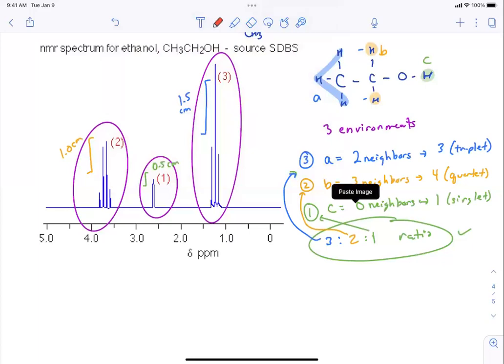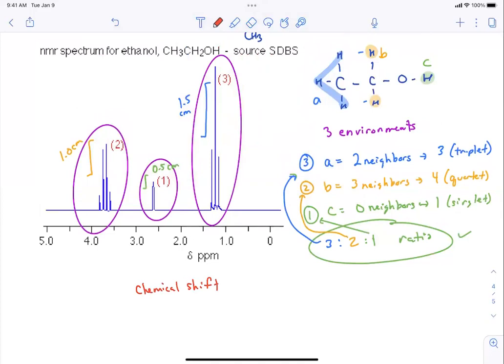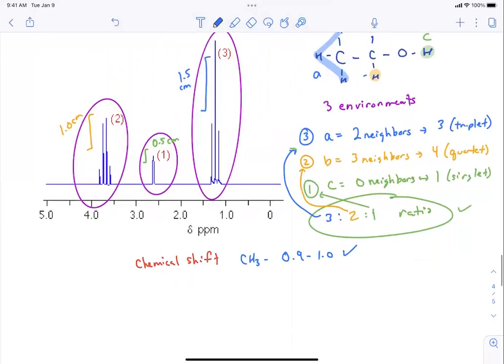Okay. Now, the last thing that you should consider is chemical shift. What that means is when you look at an environment, you need to look at if the shift is relatively close to what the data booklet says. Now, these aren't perfect, but you do get the idea here. If you look at a CH3 group, like that's in environment A, it should shift from 0.9 to about 1.0. Is it a little bit higher than that? Yeah, but it's not significant. This is like 1.2, 1.3. So okay, that verifies that.